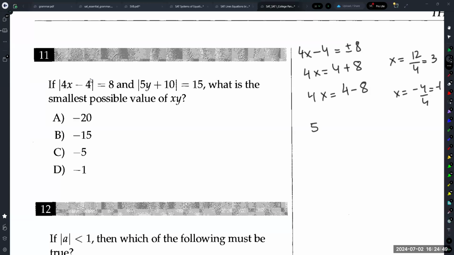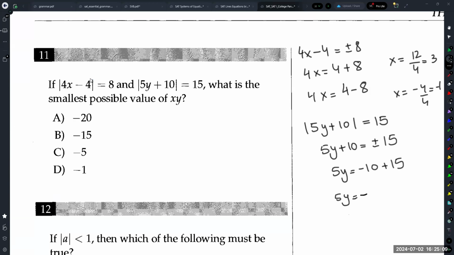In the second one, where it says 5y plus 10 modulus is equal to 15, 5y plus 10 is equal to plus minus 15. 5y is equal to negative 10 plus 15, or 5y is equal to negative 10 minus 15. So 5y is equal to 5, and 5y is equal to negative 25. So y is equal to 1, or y is equal to negative 25 by 5, which is negative 5.